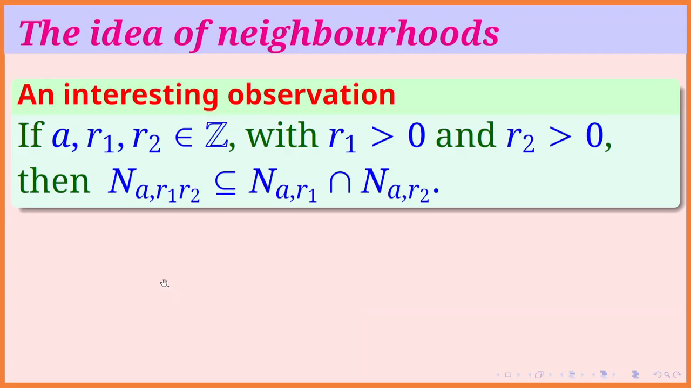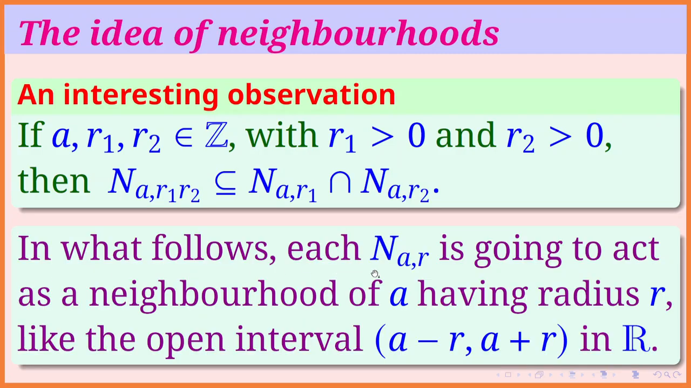An interesting observation is as follows. If you have three integers a, r1, r2, where r1 and r2 are positive, then N_{a, r1·r2} is contained in the intersection of N_{a,r1} and N_{a,r2}. That is because any multiple of r1 times r2 is also a multiple of r1 and is also a multiple of r2. Therefore, every element of this set is here as well as here.